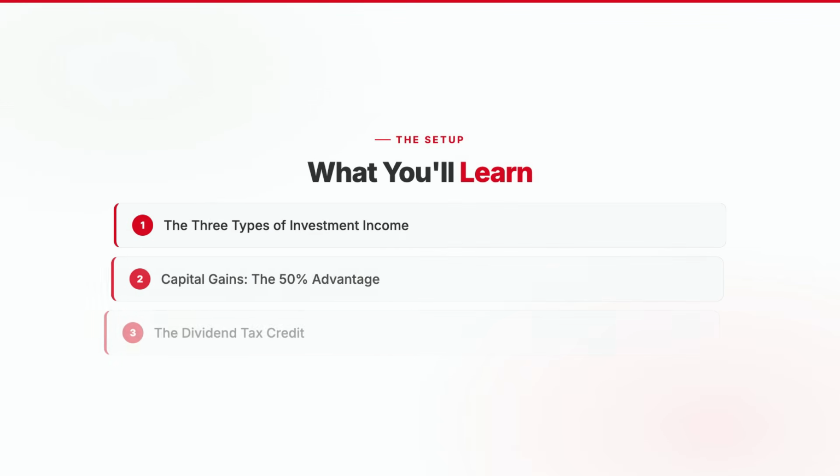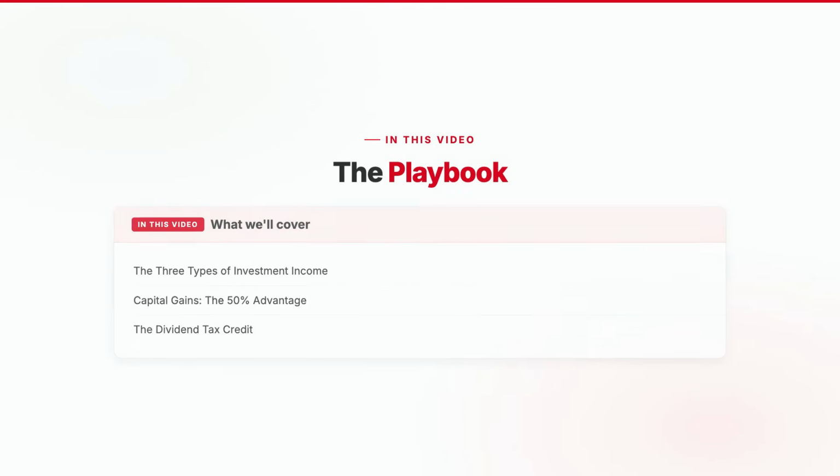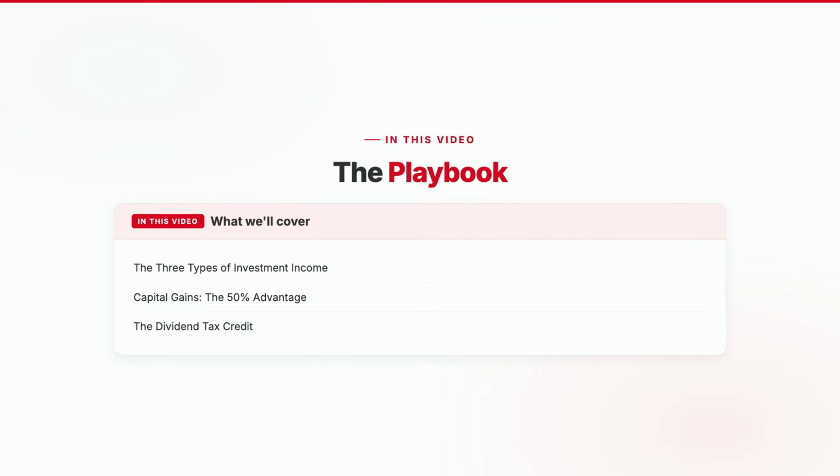Here's what we'll cover: the 3 types of investment income, capital gains, the 50% advantage, and the dividend tax credit. Stick around, the strategies in here add up to real money.